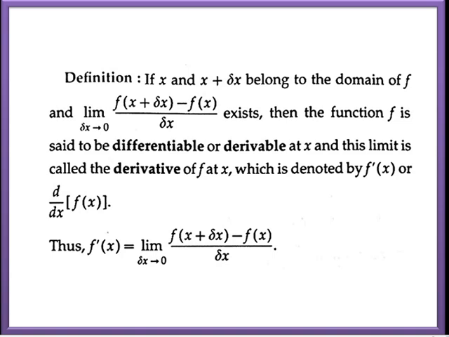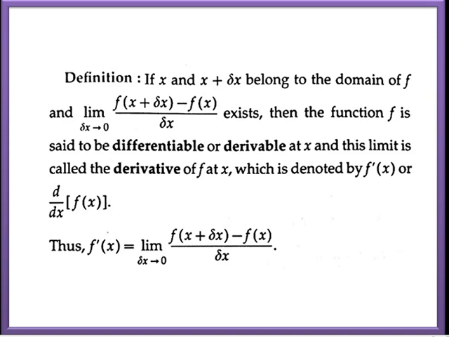Now we define the derivative. If x and x plus delta x belong to the domain of the same function f and the limit of f of x plus delta x minus f of x upon delta x as delta x tends to 0 exists, then the function f is said to be differentiable or derivable at x, and this limit is called the derivative of the function f at x, which is denoted by f dash of x, or, as per Leibniz notation which we will discuss later, d/dx of f of x. So what is f dash of x? That is the derivative of the function.